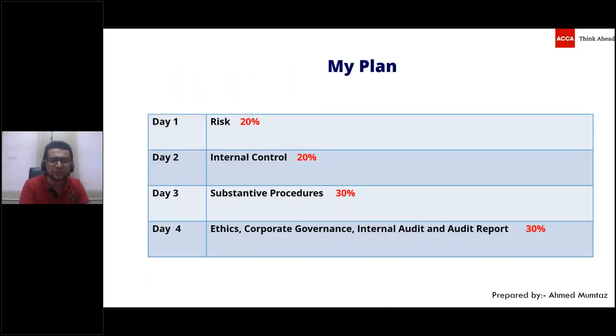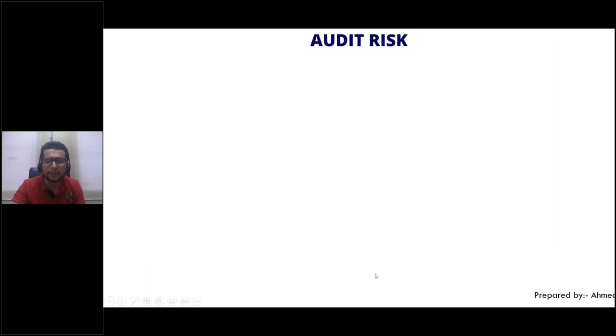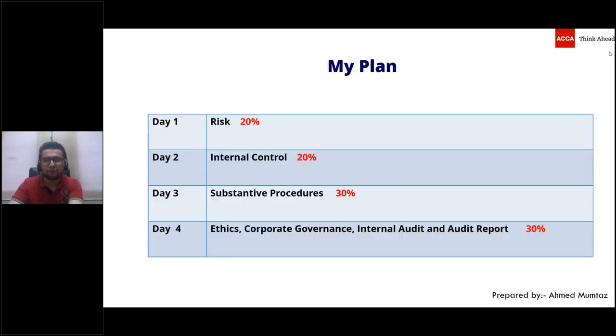Okay, the plan is a simple and straightforward one. We covered audit risk yesterday. We are supposed to cover internal control systems today. We will explore substantive procedures tomorrow, and the fourth and final day would be about the minor topics. So this is the plan, and let's stick to the plan.